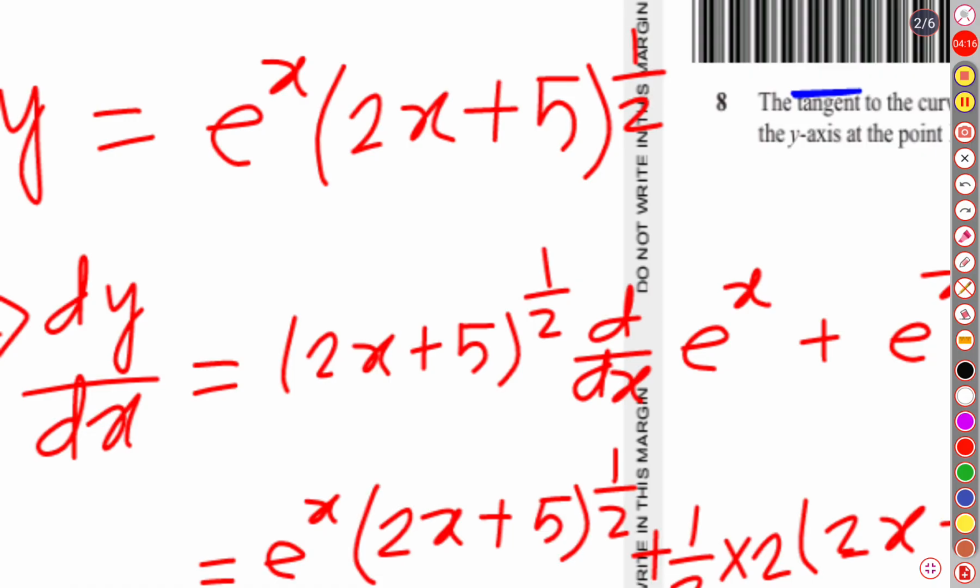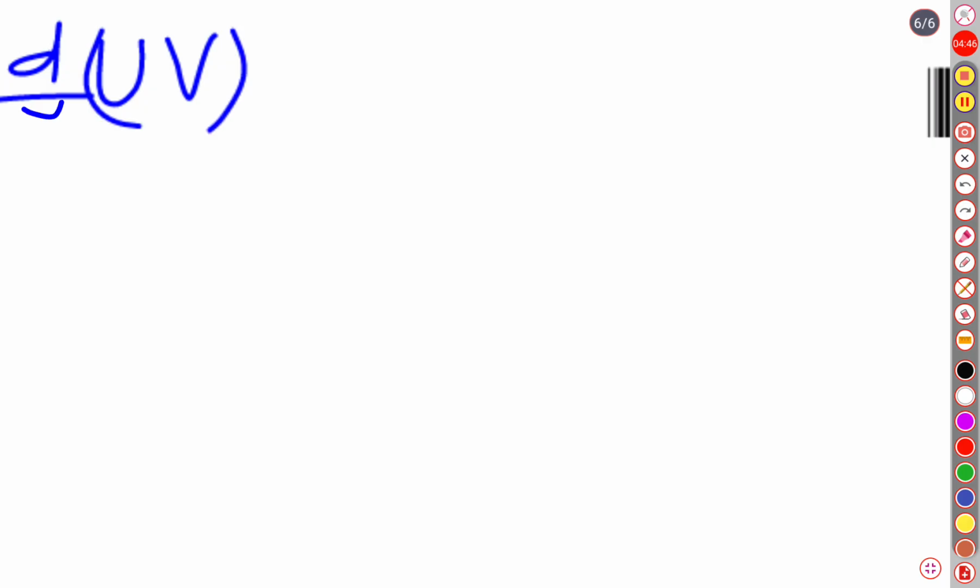Then we will find the derivative of the product of two functions which are in multiplying state. This is one function, another one is this. Let us see how to find the derivative of the product of two functions. Let's say u and v are the two functions, they are in multiplying state, and we are going to find the derivative of uv with respect to x.